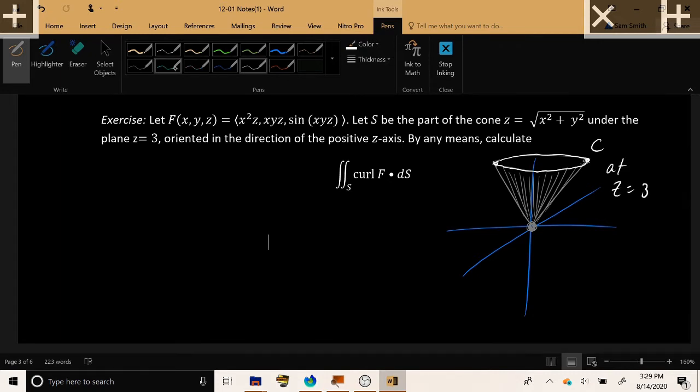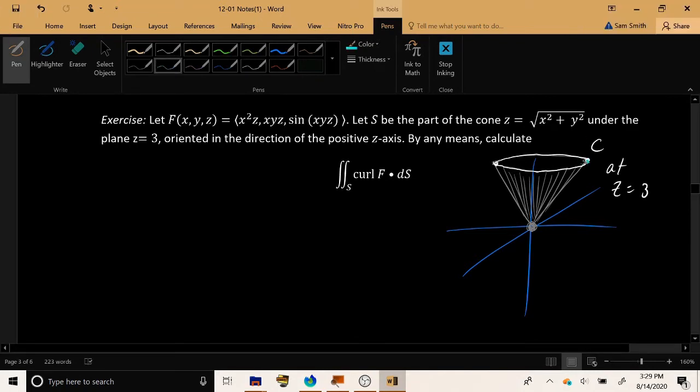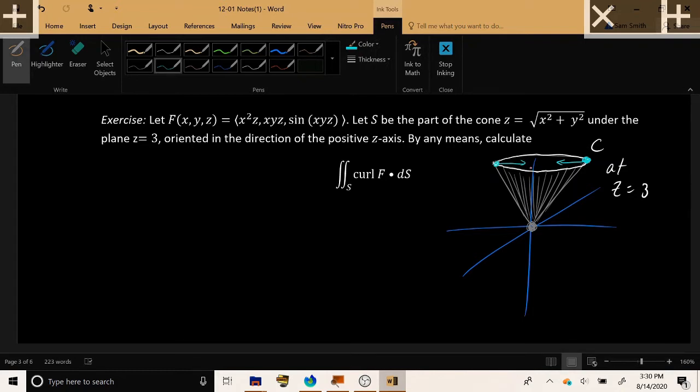Now they've come in and told us that this surface should be oriented in such a way that the normal vector chosen at every point should be the one pointing in toward the positive z-axis. So let's just take a moment and see if we can figure out what corresponding orientation that would induce on the boundary curve C.